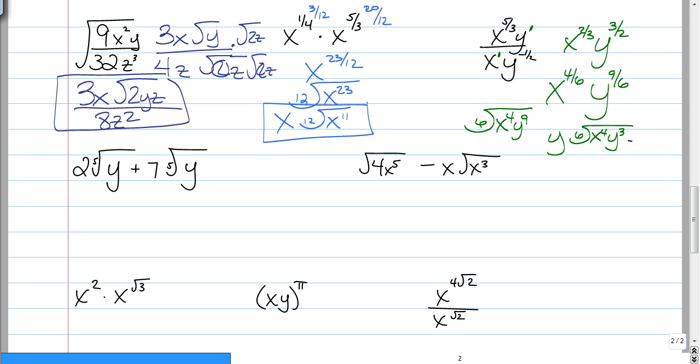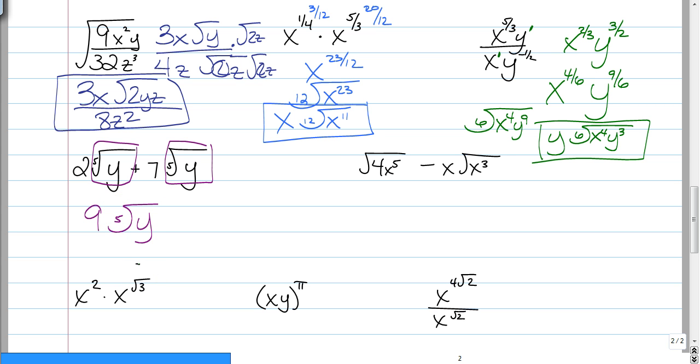That's it for this row. They are a little tricky. Adding and subtracting. Remember, you can add and subtract if the entire radical is the exact same. In this case, they are. So 2 plus 7 is 9. 5th roots of y. Done.